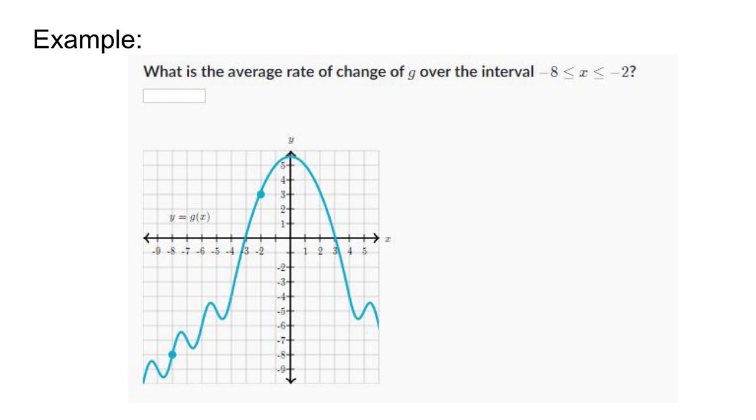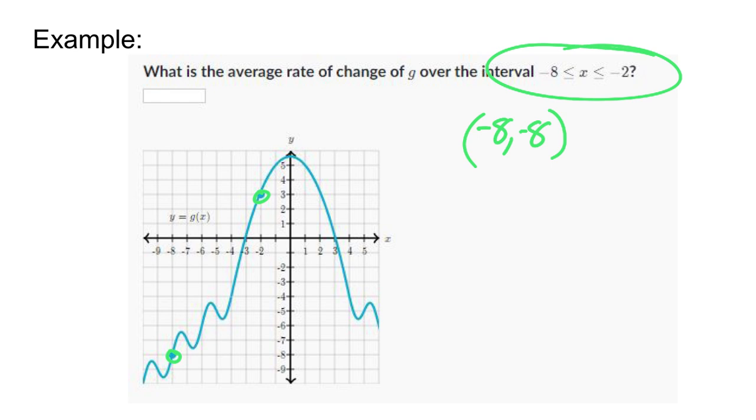All right, let's do one more on a graph together and then let y'all try a few of these. So here we're going to look at it from -8 to -2. And I know that because that's what my interval tells me. So again, the interval tells me where on the x to look. So on the x at -8, my point is down here, and that's at (-8, -8). At -2, my point is up here at (-2, 3).